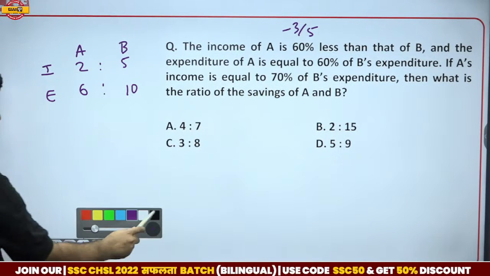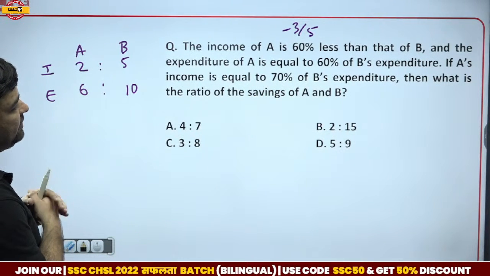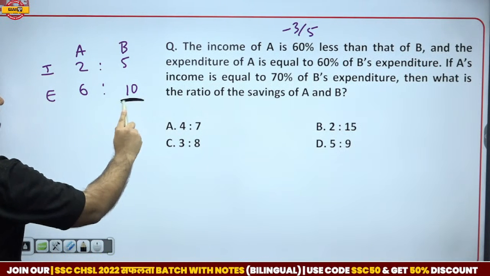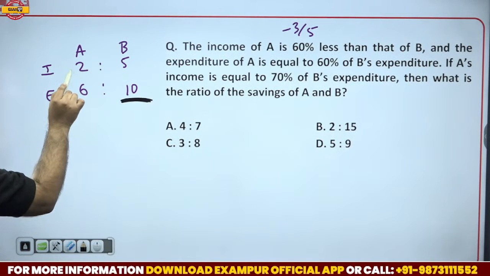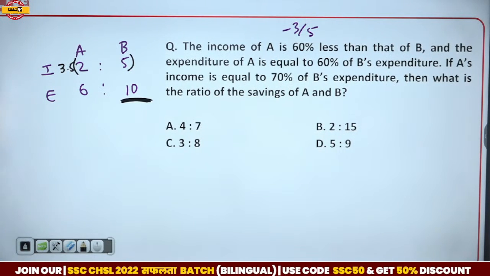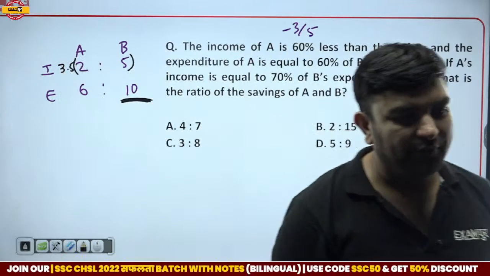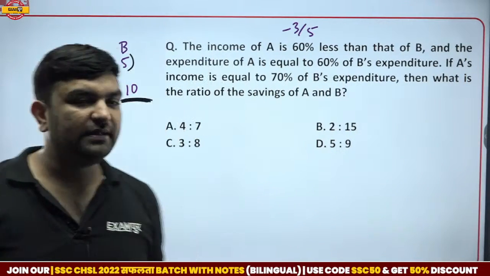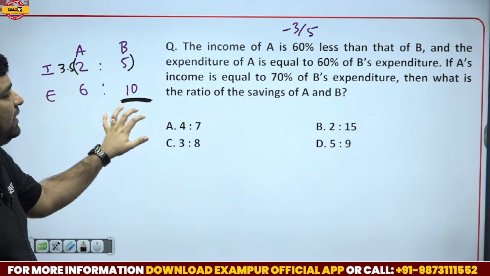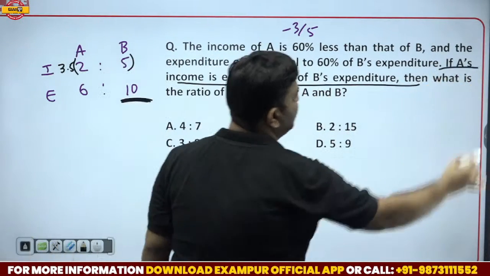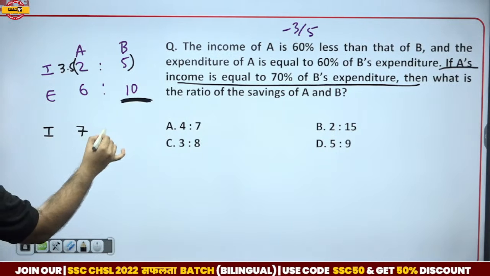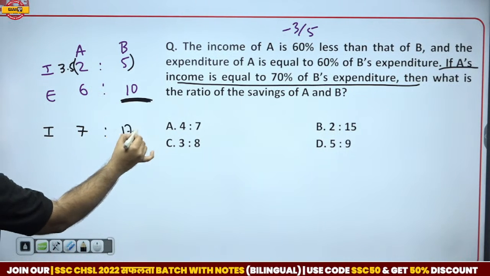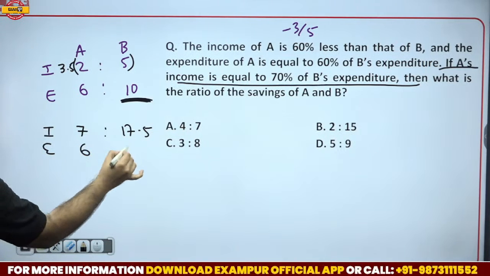A's income is 70% of B's expenditure. B's expenditure is 10, A's income is 70% of it, so I have to make it 7. Multiply by 3.5, game over. Because if I multiply it by 3.5, then it will become 7, it will become 10, and this condition will be satisfied. So income of A and B is 17.5 and 15... expenditure 6 and 10.